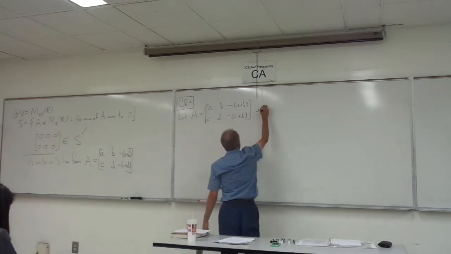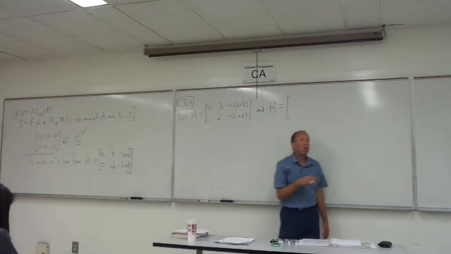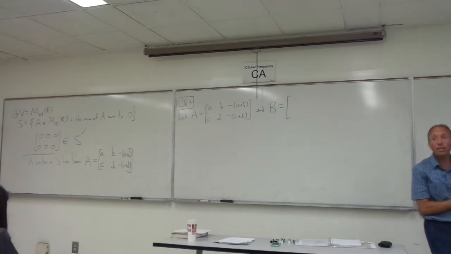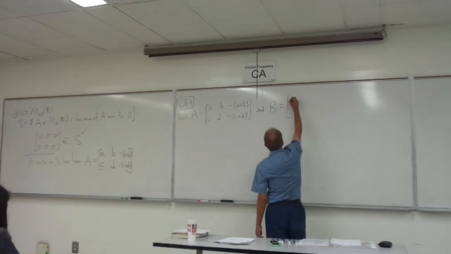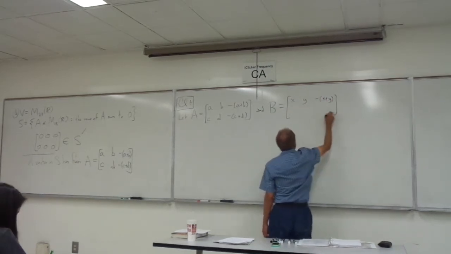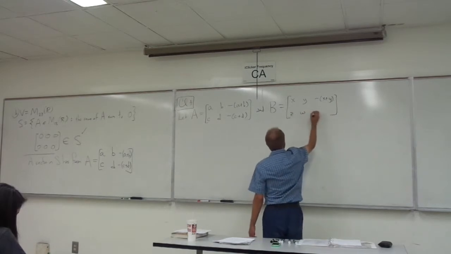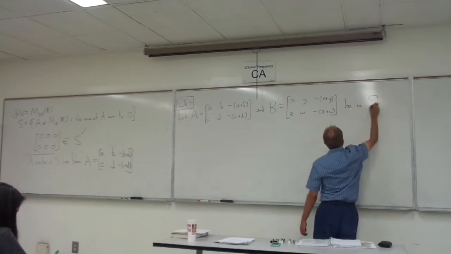And then I need a second matrix, I'm going to call it capital B. And now I need to use totally different letters, right? Please do not reuse the same letters. They need to be different letters. So let's say I'm going to use x, y, and negative x plus y. And then on the bottom row, maybe z, w, and negative z plus w. And we're going to let those be in S.